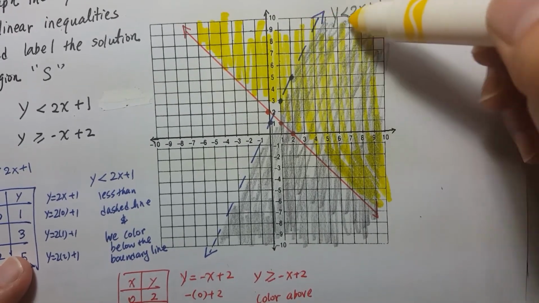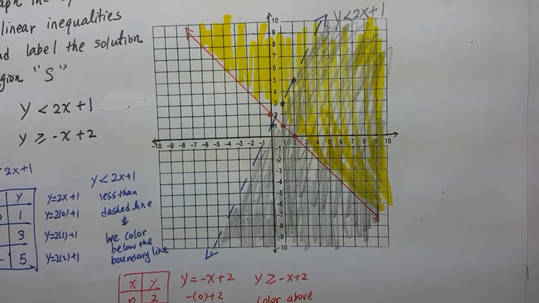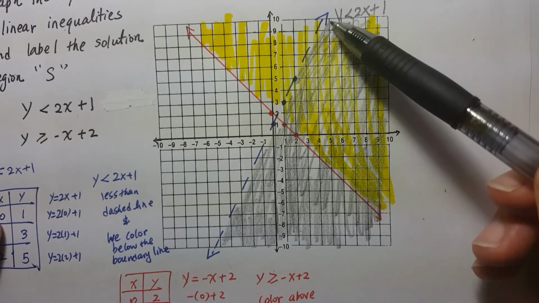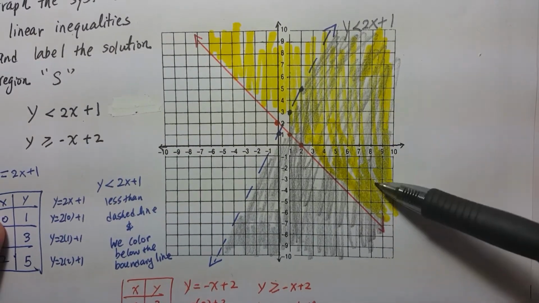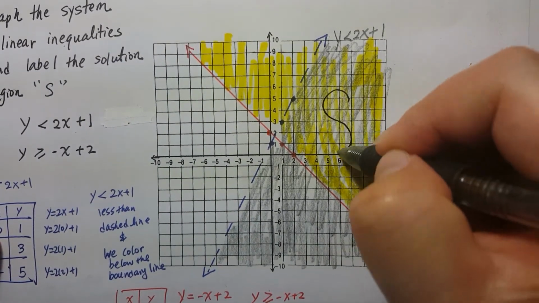Now, do you see a place that has both colors? The place that has both colors is the common area, the common region. So we can see it is from here to here. This has both colors. So this is the solution region.